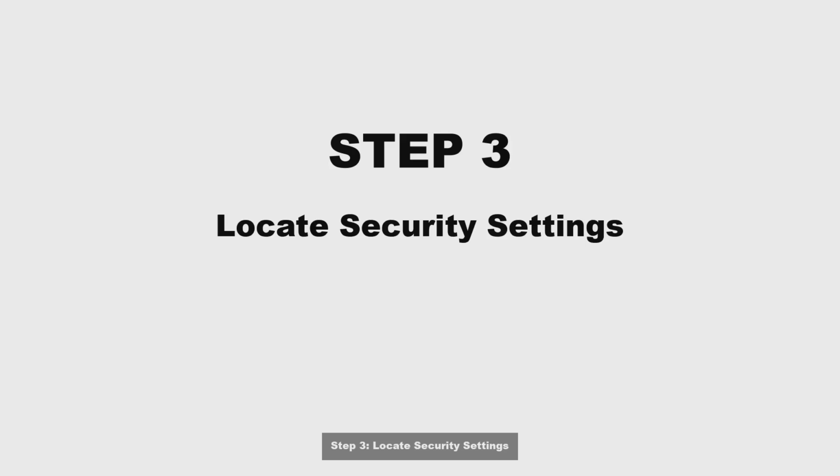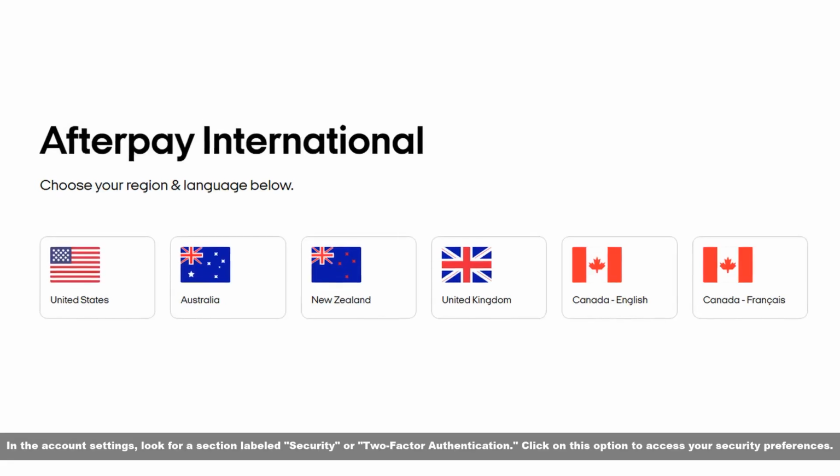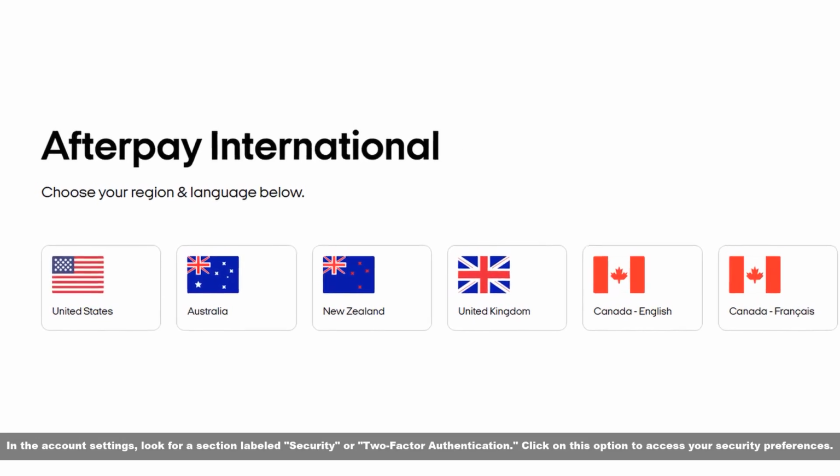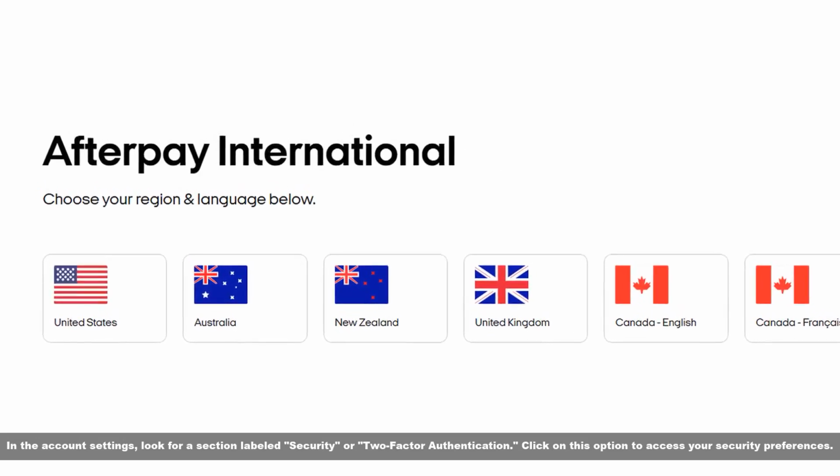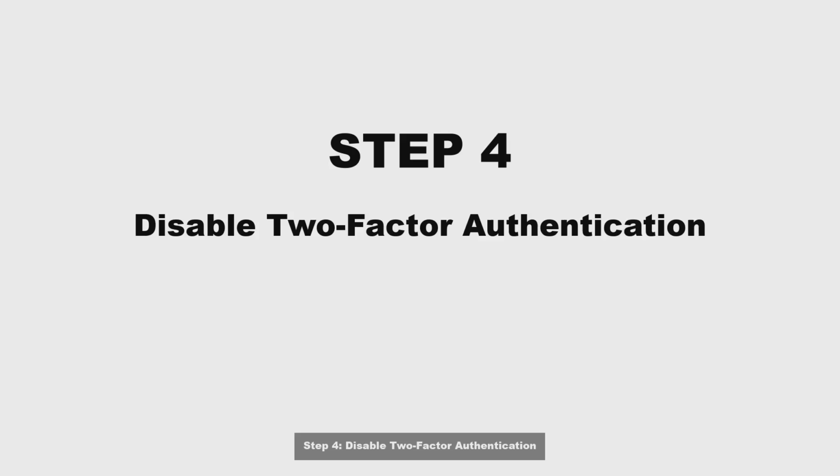Step 3. Locate security settings. In the account settings, look for a section labeled Security or Two-Factor Authentication. Click on this option to access your security preferences.